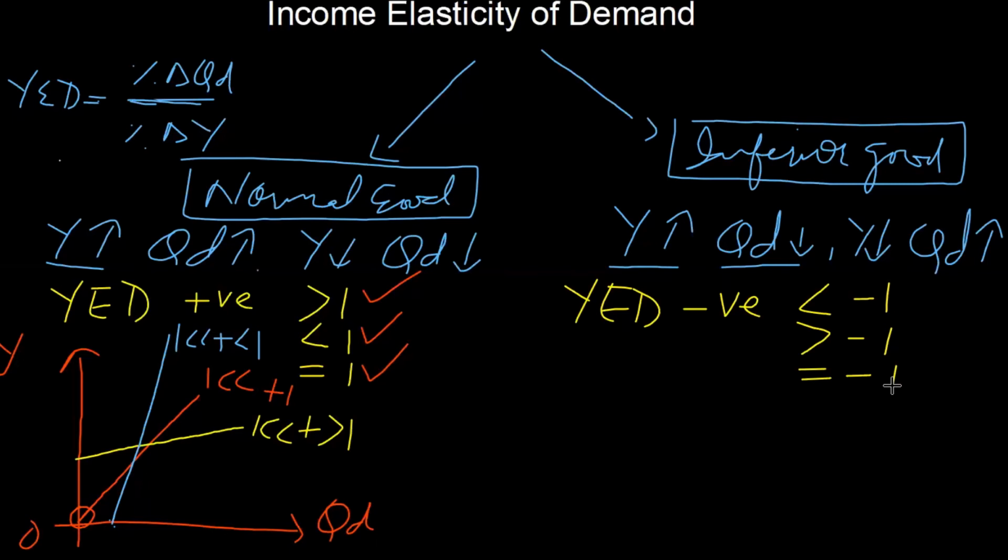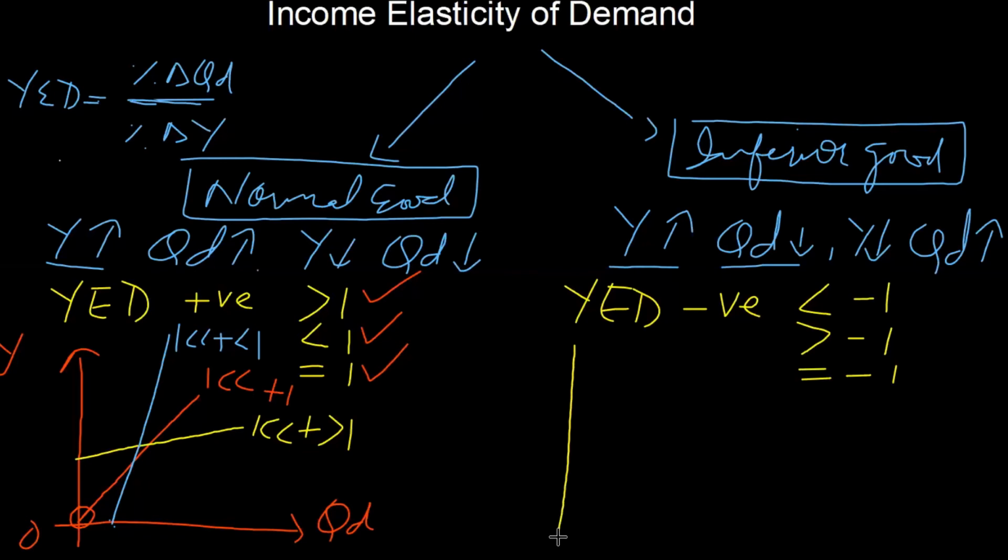Whenever we talk about elasticity of demand, we just consider the value. If the value is 1, it means unit elastic demand, and when the value is greater than 1, it shows demand is elastic, and when it is less than 1, it shows inelastic. However, we ignore the negative sign, because the negative sign is just for the relationship between income and quantity demanded.